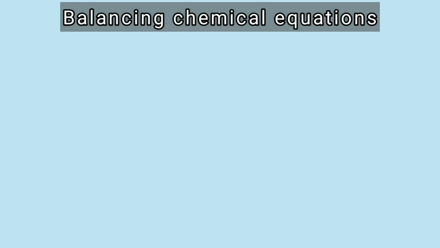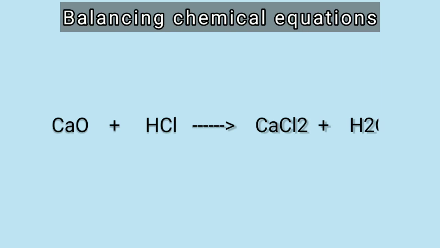In the next equation, calcium oxide reacts with hydrochloric acid to form calcium chloride and water. We can see calcium is one atom on both sides, oxygen is one atom on both sides, but hydrogen we have 2 on the right side and 1 on the left side. Even chlorine is 2 on the right side and 1 on the left side. To balance that, we will write just 2 as a coefficient of HCl and the equation is balanced.